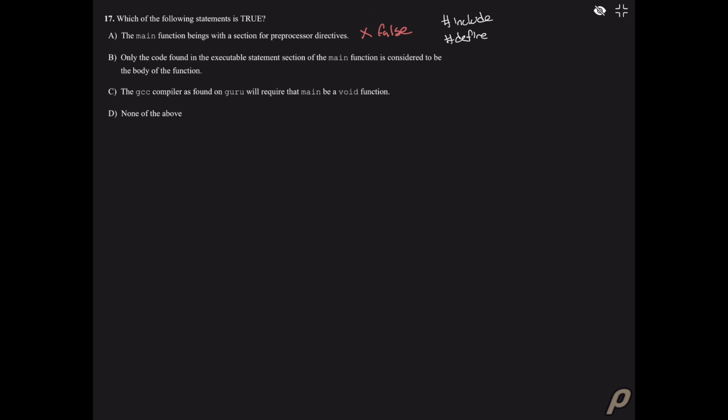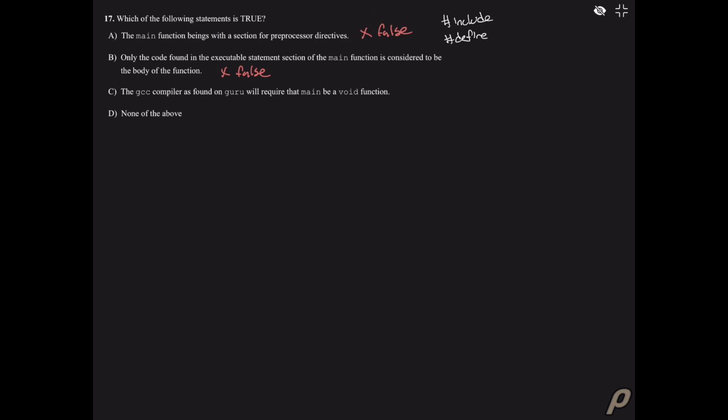So B, only the code found in the executable statement of the main function is considered to be the body of the function. This is also going to be false. And why is this false, you might ask? That's because the body of your main function, or any function for that matter, does not just contain executable statements. It also contains initializations of variables. It can include printing stuff.